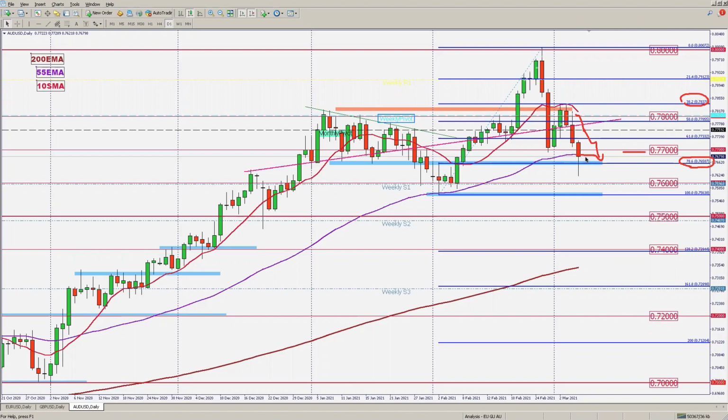So also signaling likely a pullback up to retest, and further weakness is likely with a test of 0.76 and perhaps a test of this swing low at the 0.7564 area.